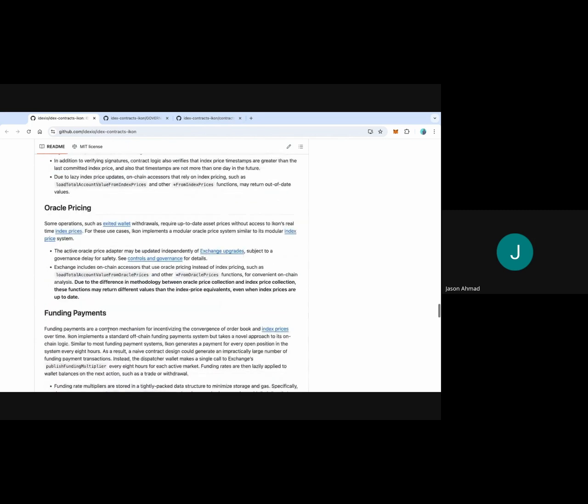I should note Oracle pricing, just to touch on this briefly, if the exchange is offline for whatever reason for a period of time, Oracle pricing provides price updates in a similar manner to index pricing for any actions that are available in that case, in particular, exiting funds directly from the contracts.